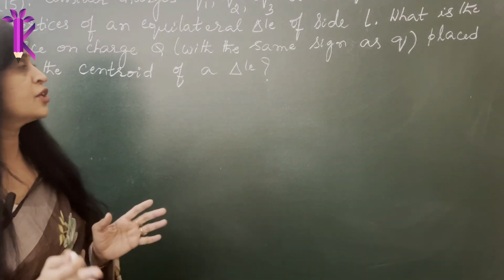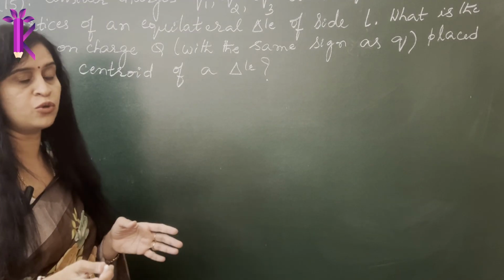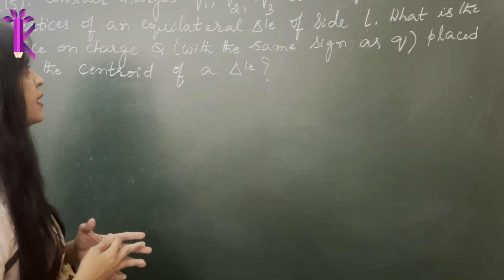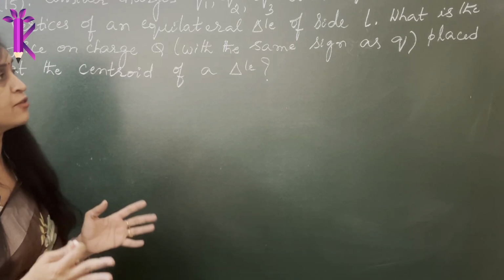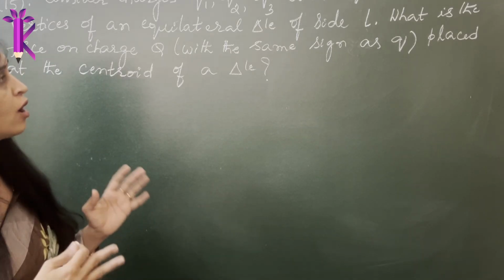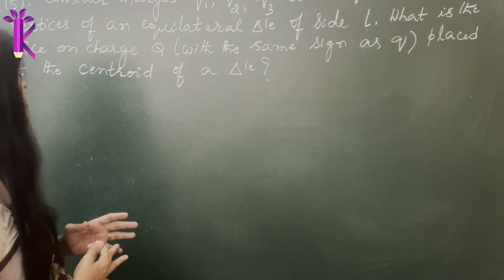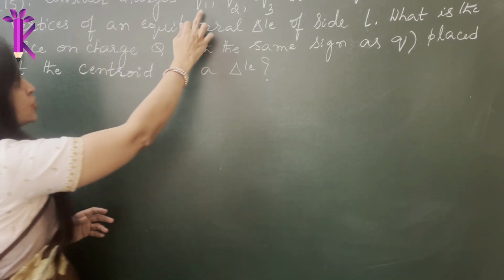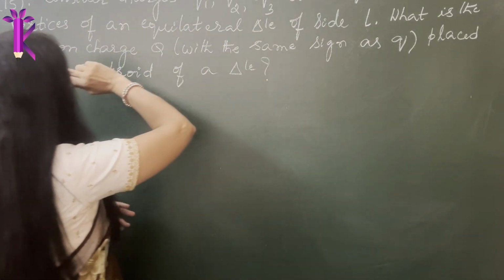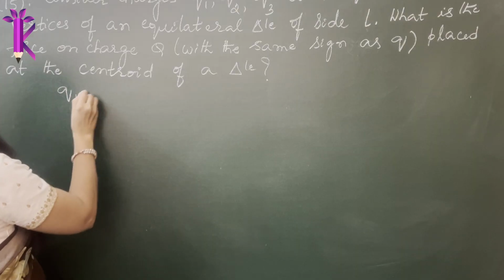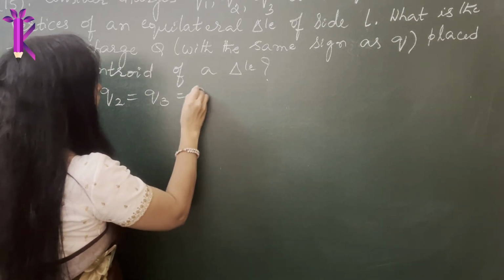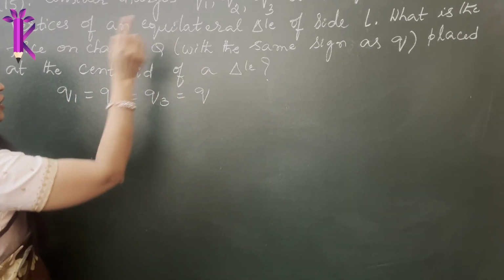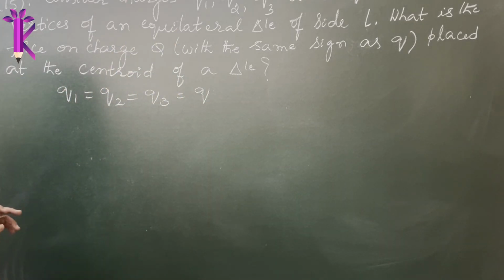So here's another numerical example from your own textbook, which is a solved example. So what does it say? It's also a very different one. It will give you a new idea of how to approach these kinds of numericals. So consider charges Q1, Q2, Q3, all of equal magnitude Q, on an equilateral triangle of side length L.